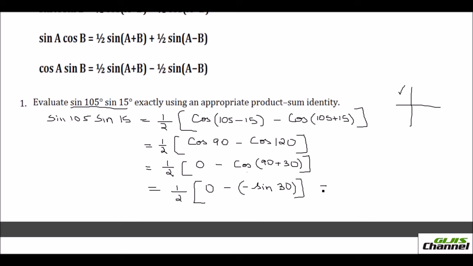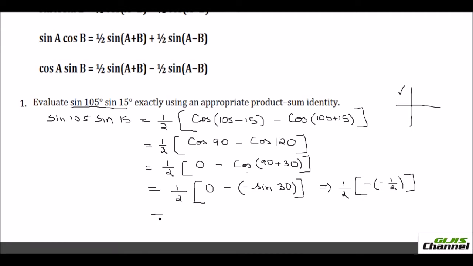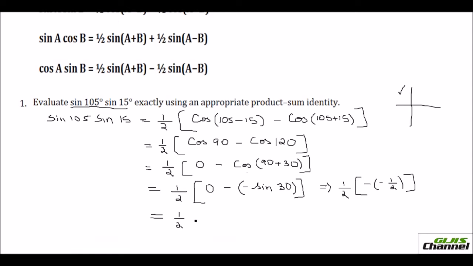So this implies it is half, I can just leave the 0, minus of minus is plus. So that becomes minus of minus sine 30, which is half. This minus of minus becomes plus. So it is half times half, which is 1/4. So the answer for the question is 1/4 or 0.25. So this is your answer.